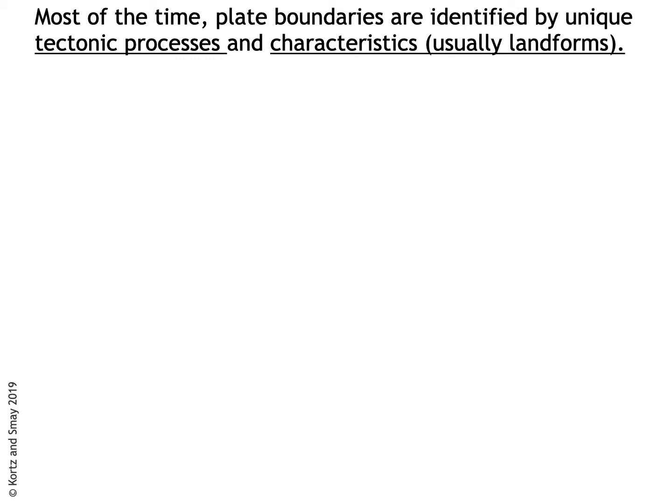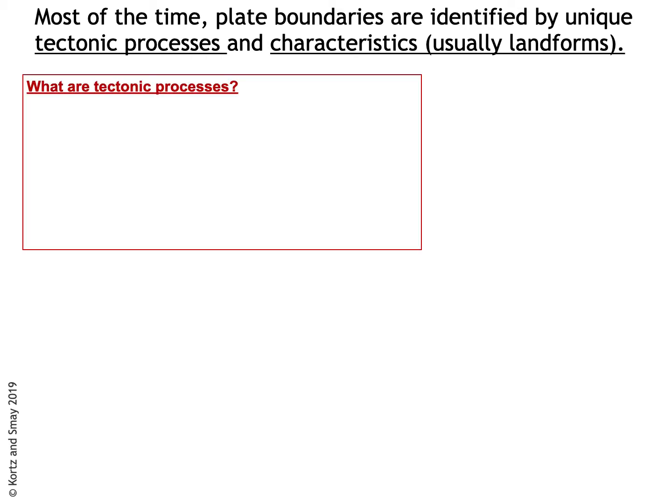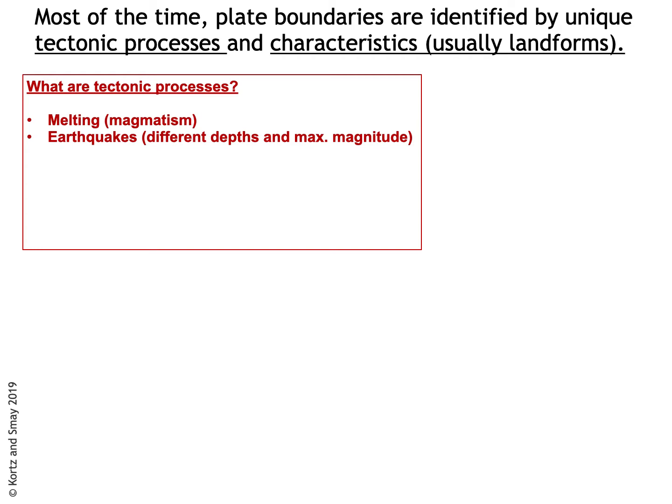There's several, and I've included maybe more here than we really need, but I'm hoping you can make these connections. So melting or magmatism, anytime rock melts in a location, that is considered melting here. Earthquakes, and what we're going to notice is earthquakes occur at different depths, and they tend to have a different maximum magnitude that can occur at different plate boundaries.